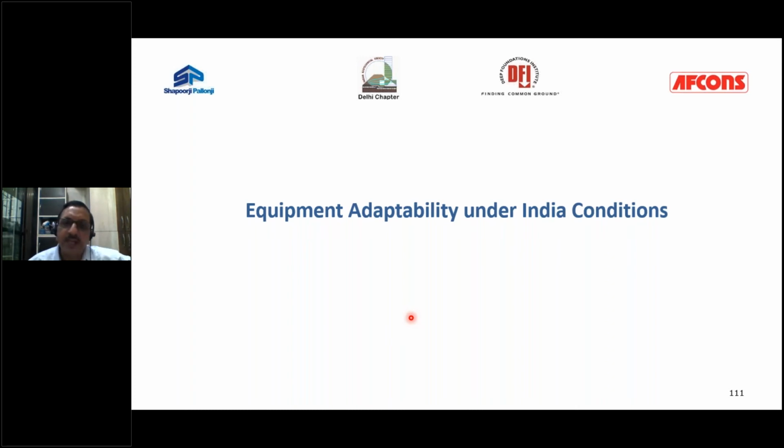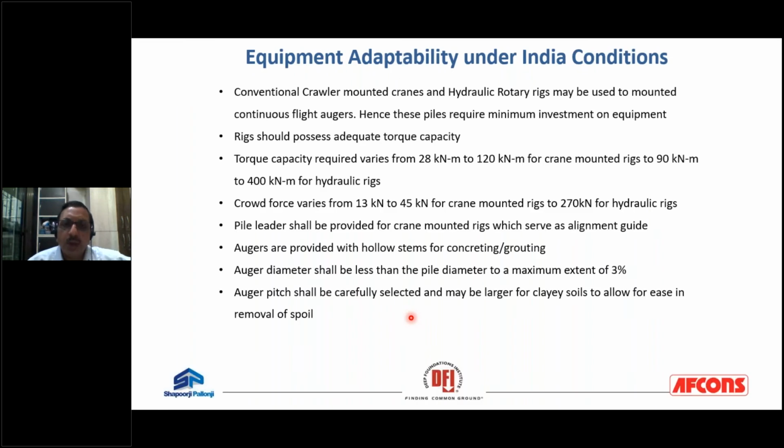Having used discretion, yes, CFA pile has its uses and has its demerits, and in certain situations we see how the equipment can be adapted to Indian conditions. In order to have any such piling practice popularized in India, the equipment should be very easily available. The mobility of the equipment and the economy of the equipment should be of prime concern.